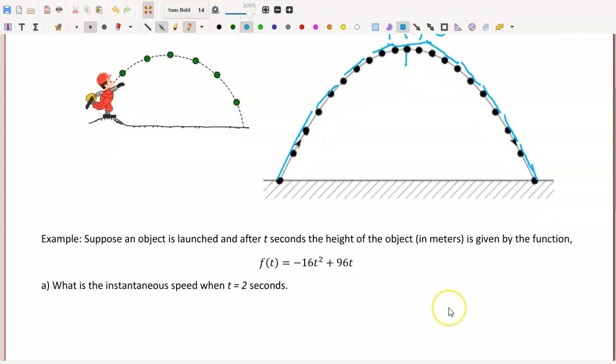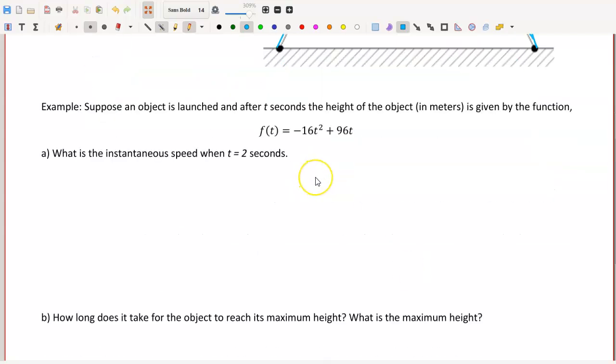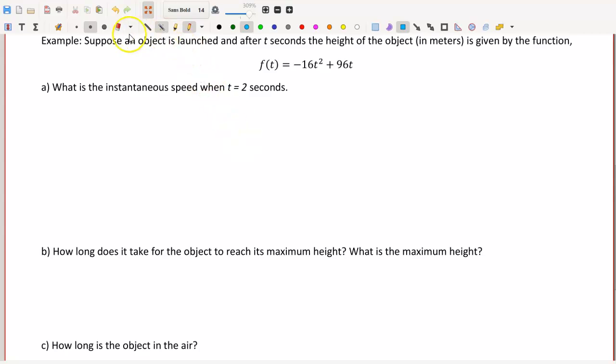So if it says how far or how long, we can use our distance or our height formula. If it says how fast, what's the speed, that's when you want to use the derivative. Okay, and you have different options of doing things in different ways. I highly recommend you follow how I show you. It'll save you time later on.